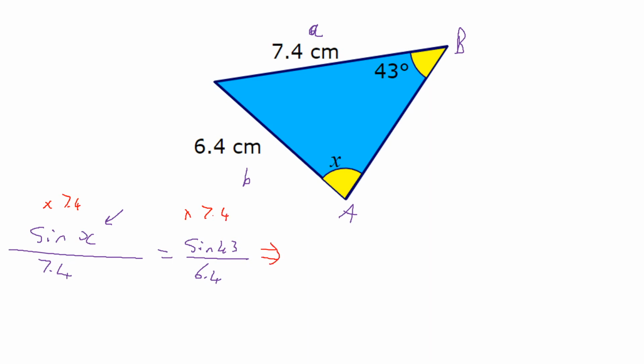And so what we're left with is that sine x is equal to sine 43 over 6.4 times 7.4. And now let's work that out. So when we plug that into our calculator, we get an answer of 0.7885 whatever. So now let's find the inverse of that.